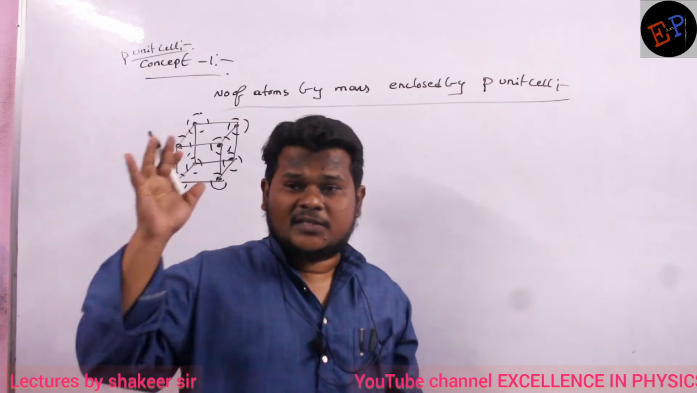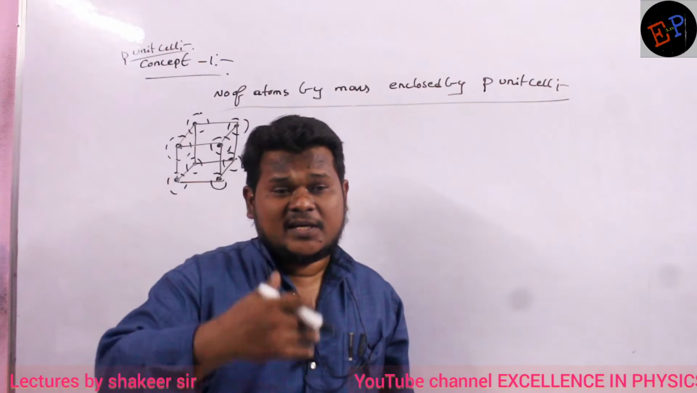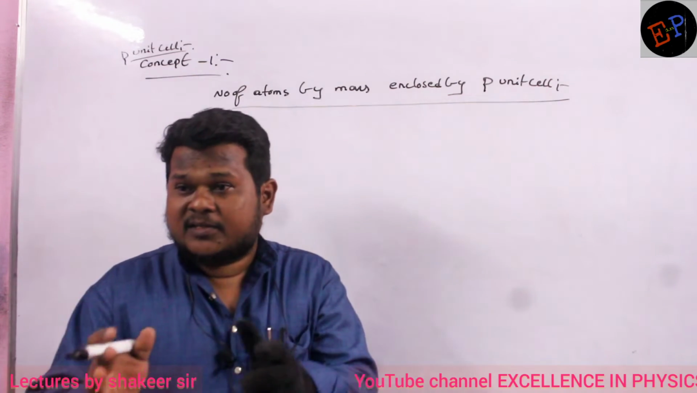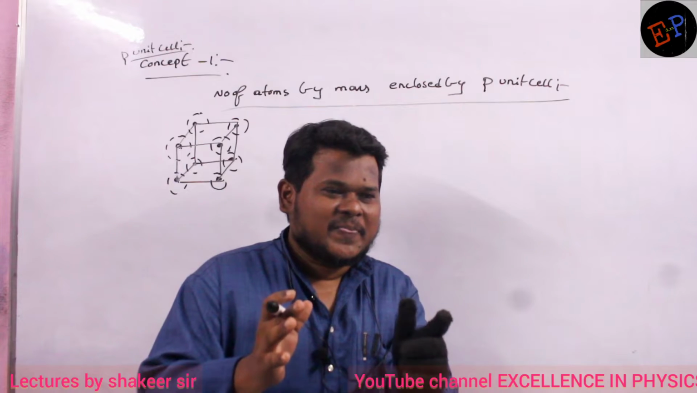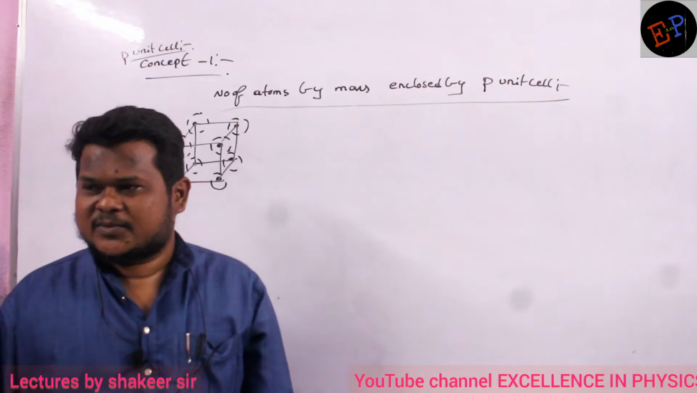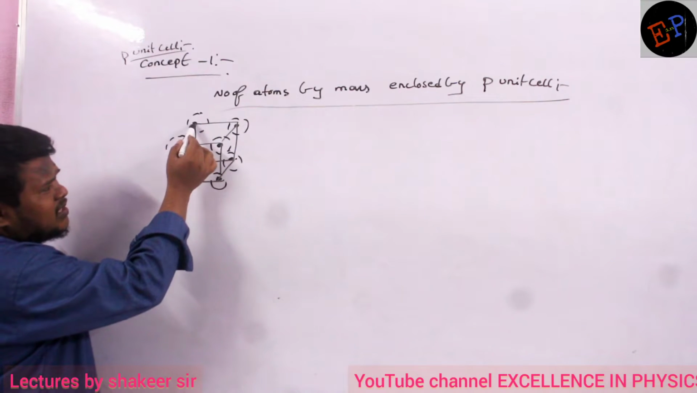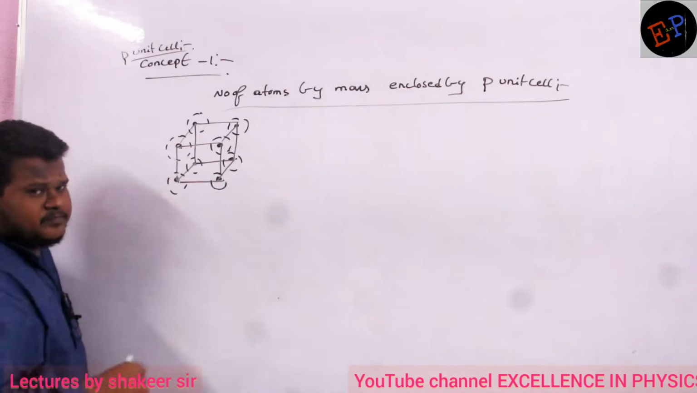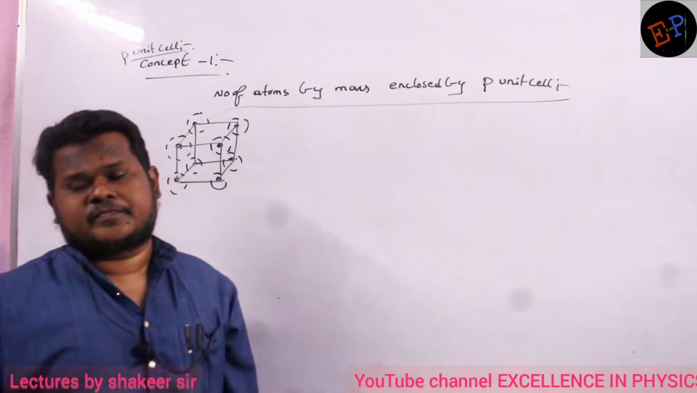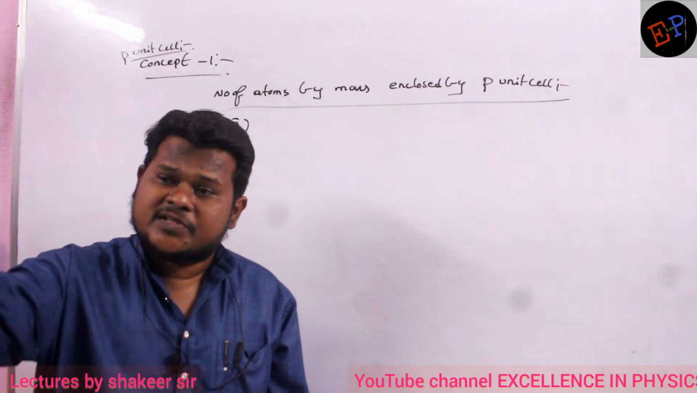ఒక పార్ట్‌ని మాత్రమే ఎంక్లోజ్ చేస్తుంది. Are you able to understand? So if you add all those parts, finally this primitive unit cell is covering how many atoms by mass? That I want to calculate. See, for example, if there is one atom which is present at the corner, that corner atom can touch how many primitive unit cells? Can you say?